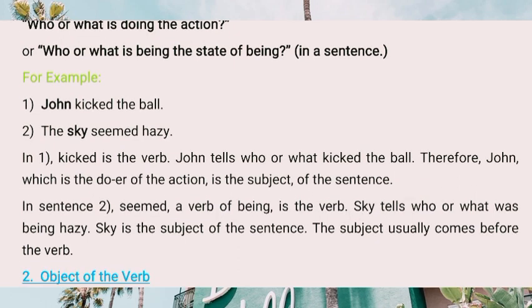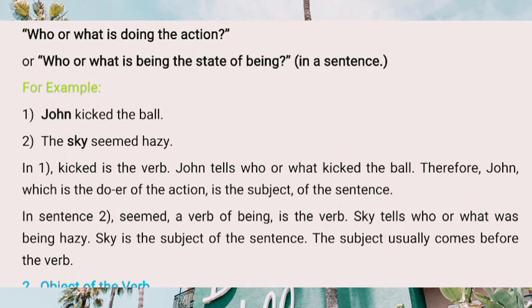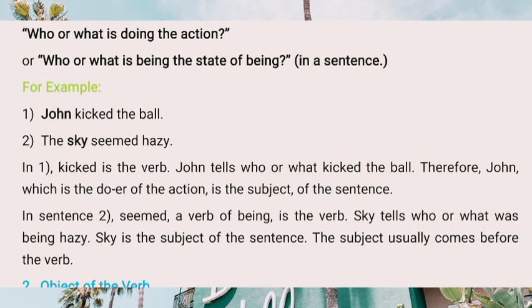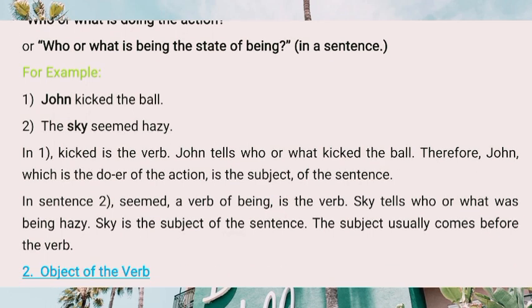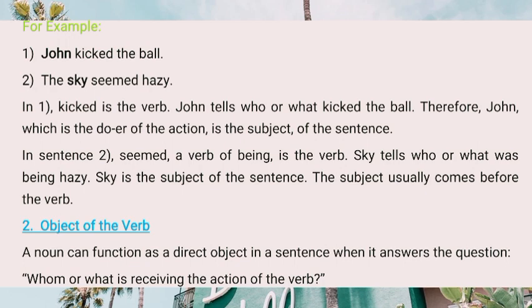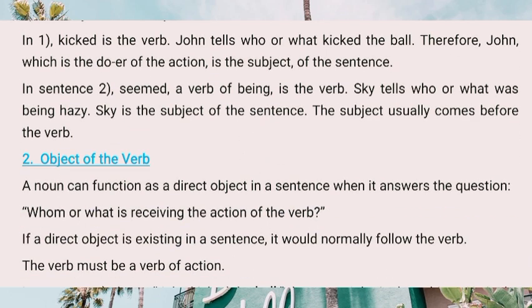In sentence 2, seemed is a verb of being. So the sky tells you who or what is being hazy. Sky is the subject in this second sentence. There's one important thing you should note while looking for a subject of a sentence. The subject usually comes before the verb. In other words, the subject usually starts a sentence.